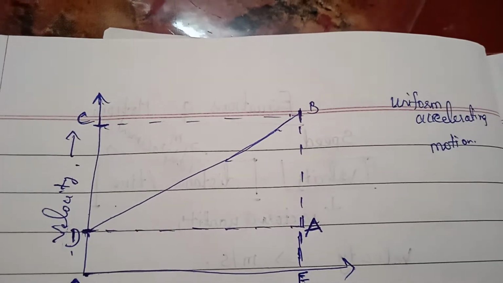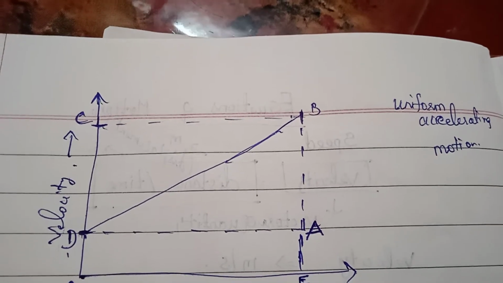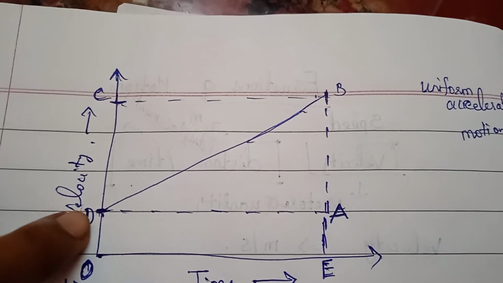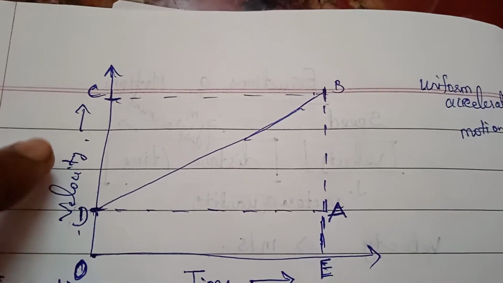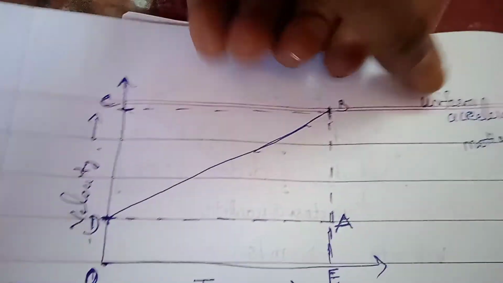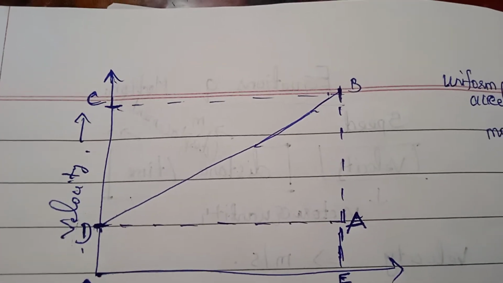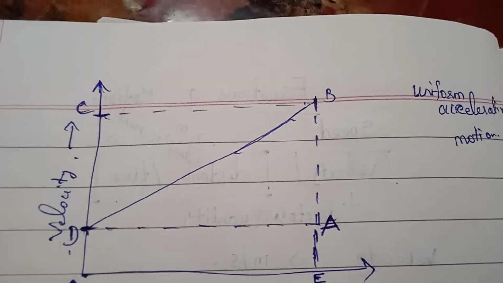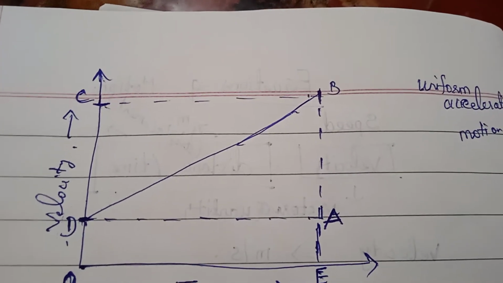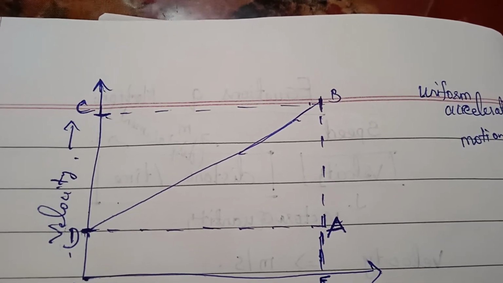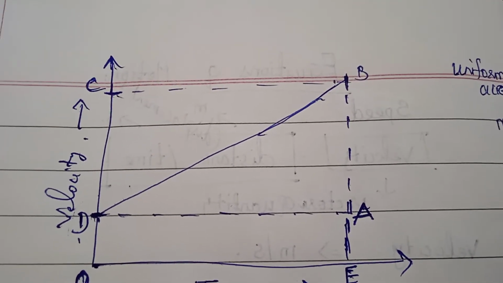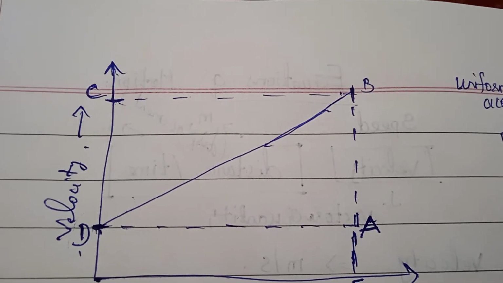So consider an object in uniform accelerated motion. That object starts from the point D with the initial velocity of u, and it reaches the point B. See, this is the point B. Here the motion is uniformly accelerated, because the velocity increases with time. So the initial velocity is u. The object started from the point D and reaches the point B.